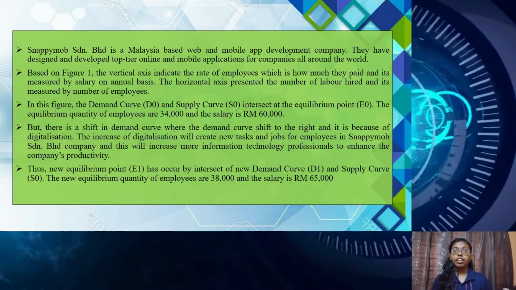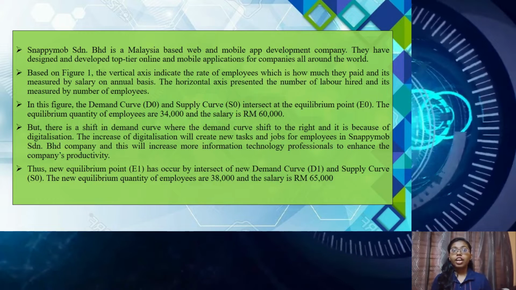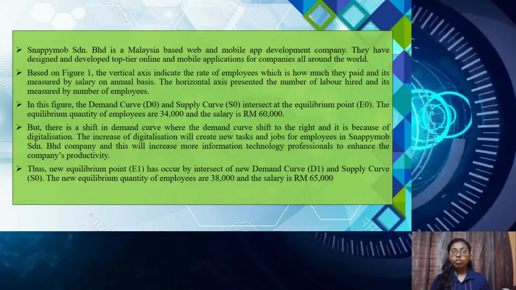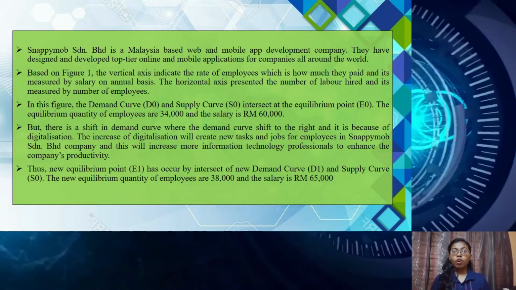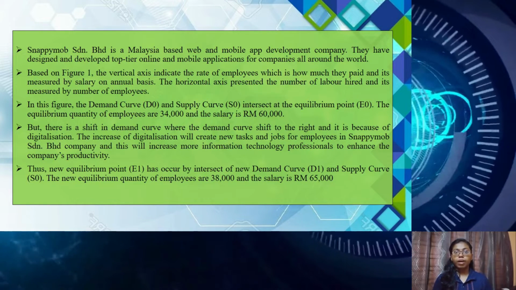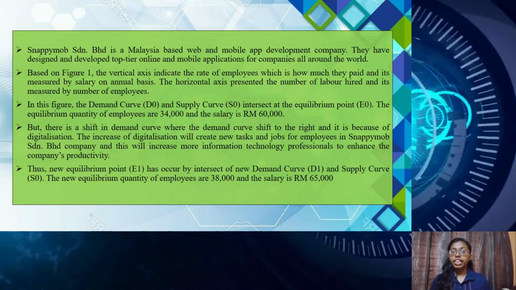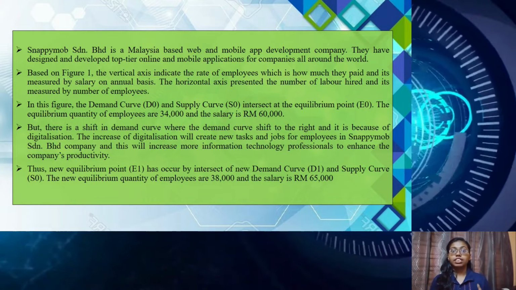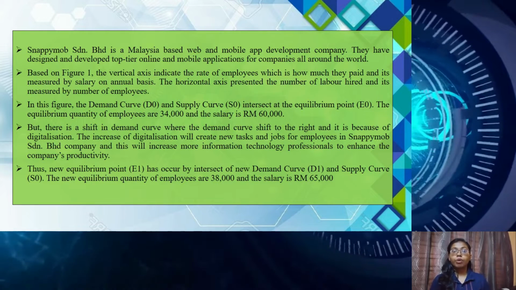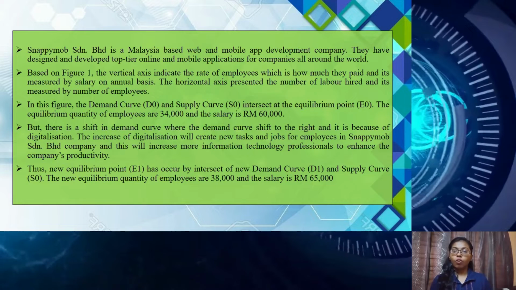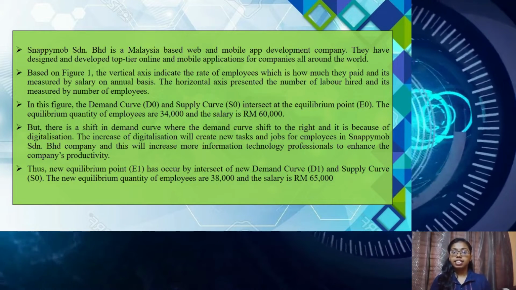Based on Figure 1, the vertical axis indicates the rate of employees and is measured by salary on an annual basis. The horizontal axis presents the number of labor hired and is measured by number of employees. In this figure, the demand curve, which is D0, and the supply curve, which is S0, intersect at the equilibrium point E0. The equilibrium quantity of employees is 34,000 and the salary is 60,000.